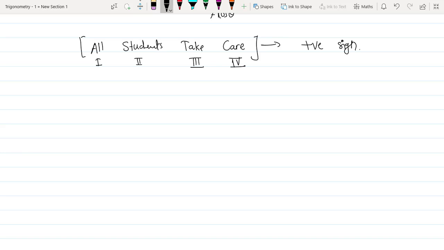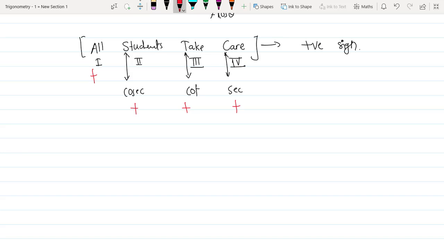All, along with sin, its reciprocal, what is the reciprocal of sin? Cosec. What is the reciprocal of tan? It's a cot. And what is the reciprocal of cos? It's a sec. So these are the respective trigonometric functions in the respective quadrants. Are you getting this? So these all are positive values: this positive, this positive, this positive, and this positive.